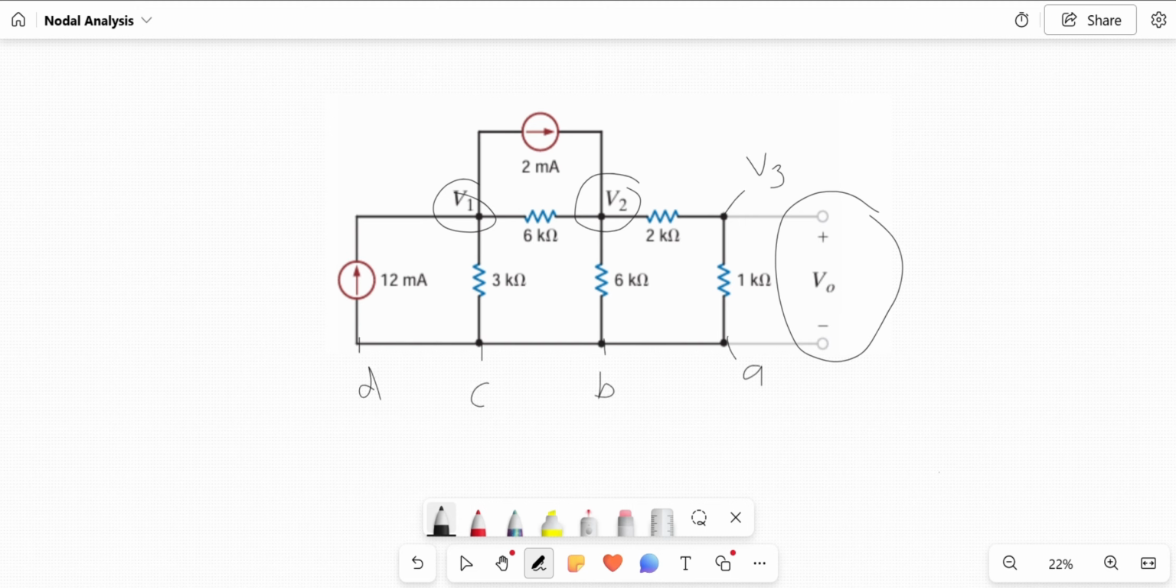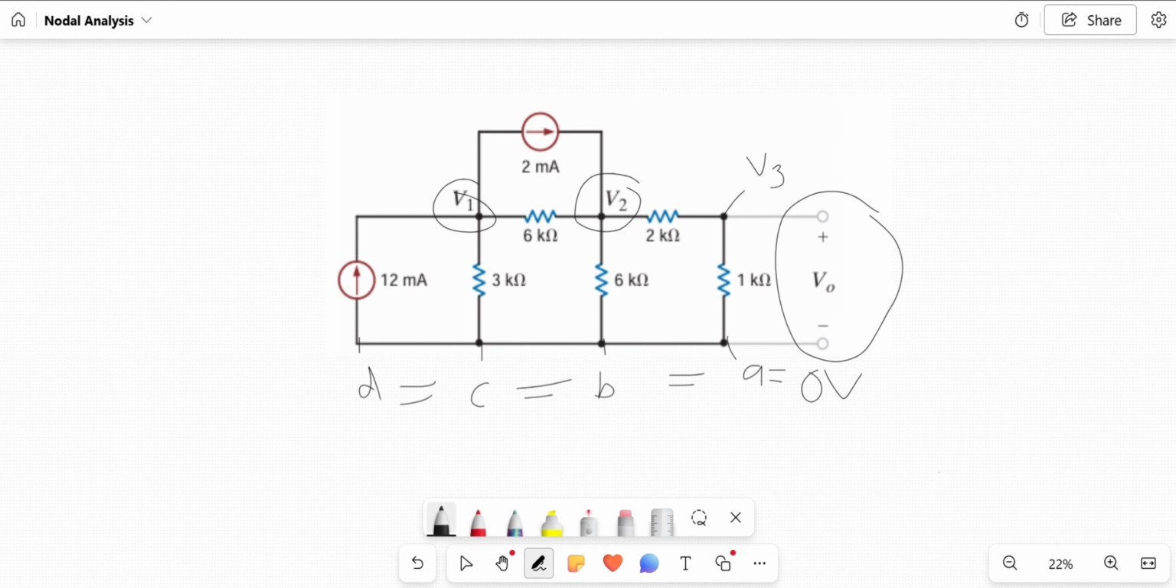Since there are no components between A and B, A equals B. There are no components between B and C, so B equals C. No components between D and C, so D equals C. And because I want this to be my ground, because this is a negative terminal, it's just easier, not always what you want to do. I'm going to say that this is equal to 0 volts. So everything is equal to 0 volts.